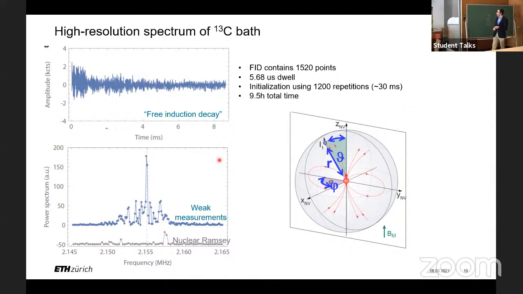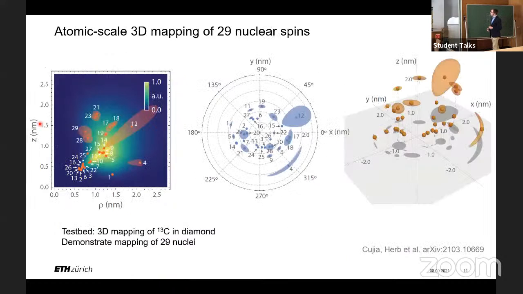So what we end up with in the end is a 2D experiment, where we acquire a full series of such weak measurement traces, and those we can then fit using a minimization and determine the nuclear spin positions with it. And in that case, we were able to determine the position of roughly 30 nuclear spins, C13 spins, around the NV center inside the diamond.